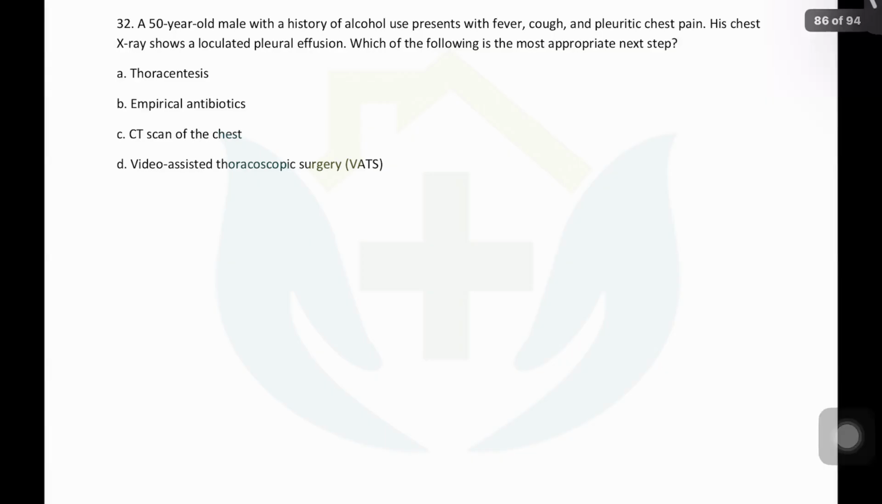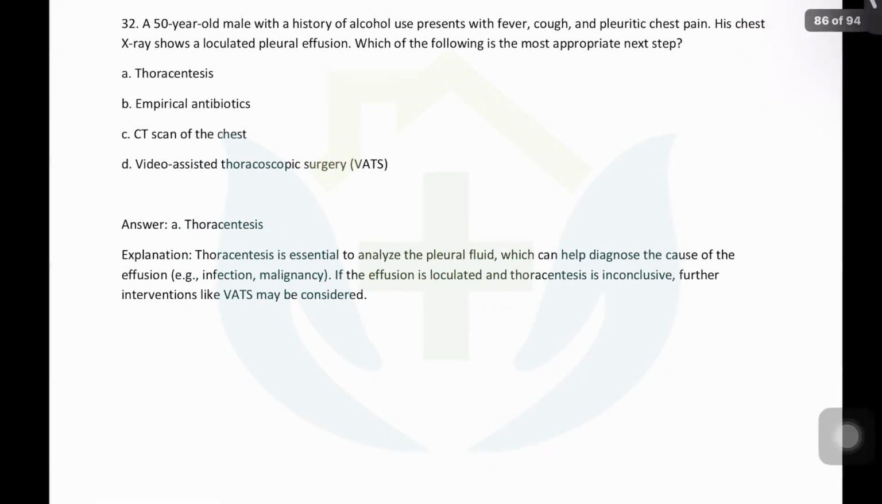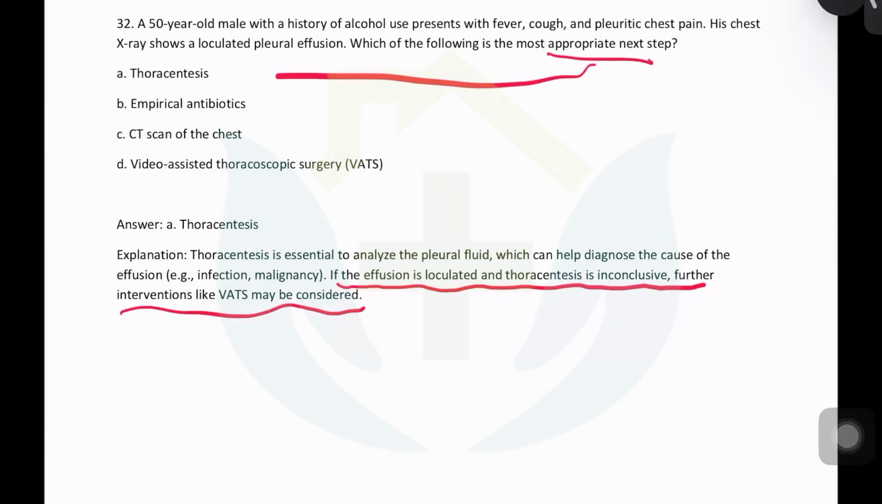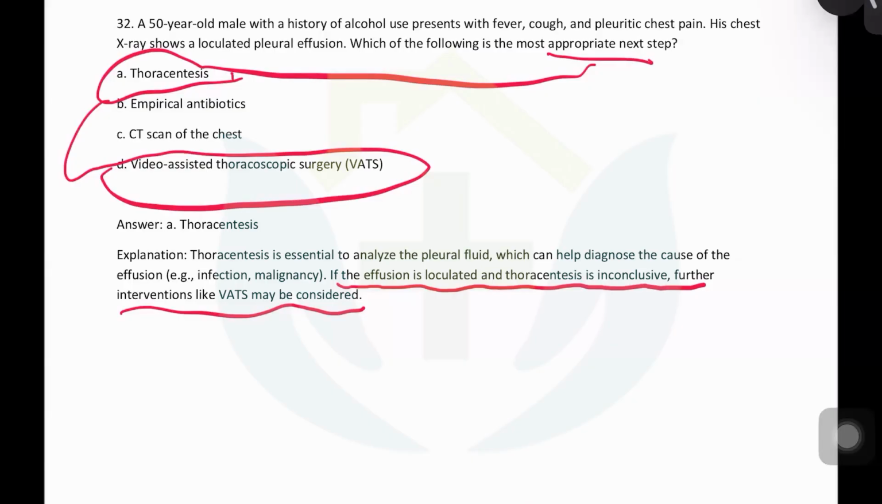D. Thoracocentesis. Yes, the answer is D. Video-assisted thoracoscopic surgery is required here because the effusion is loculated. But this is just the guidelines talking. The effusion is loculated and thoracocentesis is inconclusive. Further interventions may be considered. Of course, the next step will be thoracocentesis, and if it is not helping, then VATS will be considered.